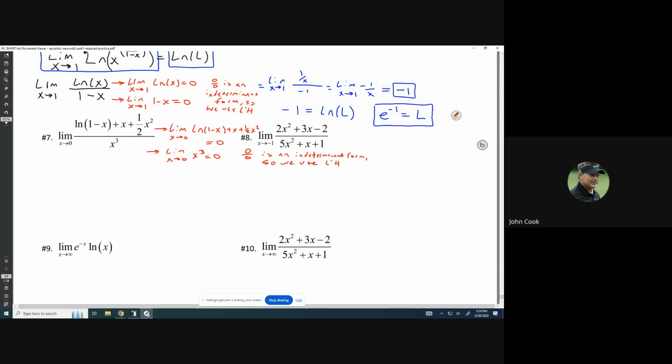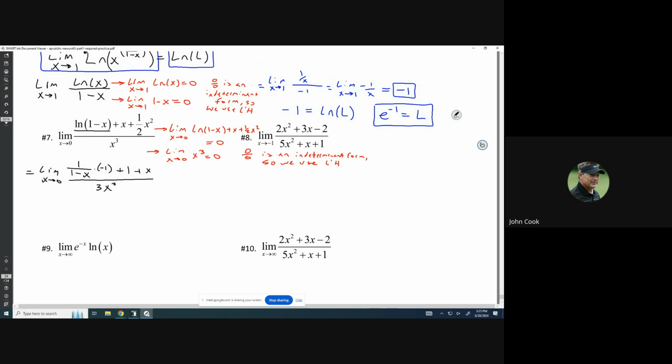All right, so L'Hopital's rule allows us to take the derivative, so that's what I'm going to do. Here we go. So this is equal to the limit as x goes to 0 of the derivative. So I've got chain rule here. Natural log of something: the derivative of natural log is 1 over something. So it's going to be 1 over 1 minus x. Now the chain rule, I need to multiply by the derivative of the inside, 1 minus x, which would be negative 1, plus the derivative of x, which is 1, plus the derivative of 1/2 x squared, which would be x. And then that's all over 3x to the second power.